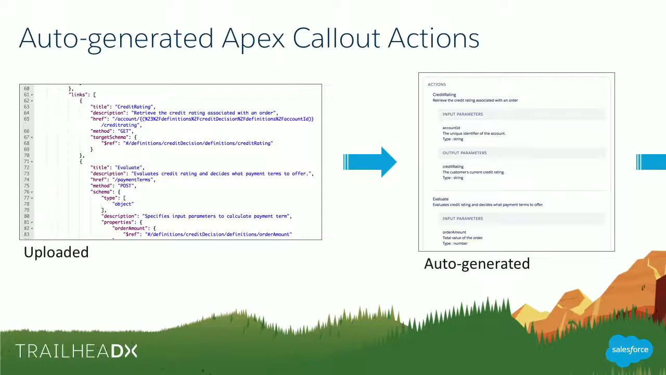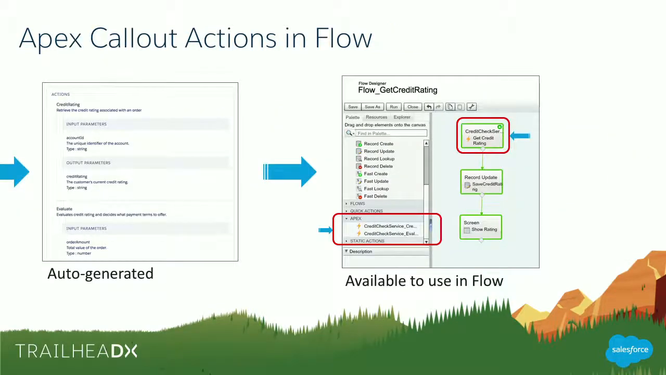Then the feature, external services, takes the schema file, it auto-generates the Apex classes, the actions necessary for you to use, and then makes those classes available to you in Visual Workflow. And from that point, it's just drag and drop. You just drag it onto the Visual Workflow canvas. You map the in variables and the out variables, assuming there are both in most actions, and you proceed.